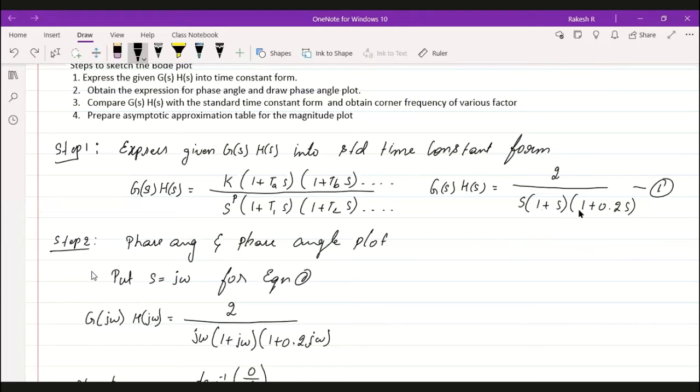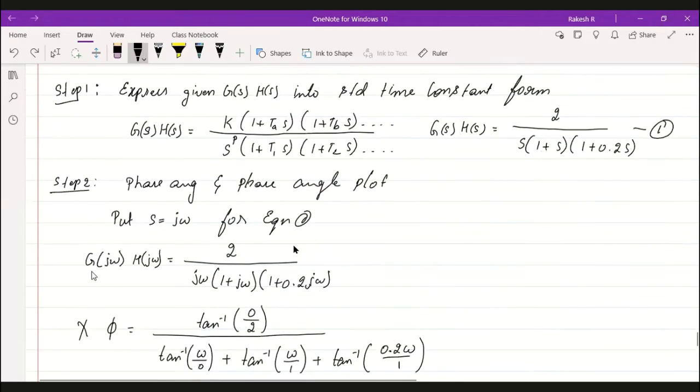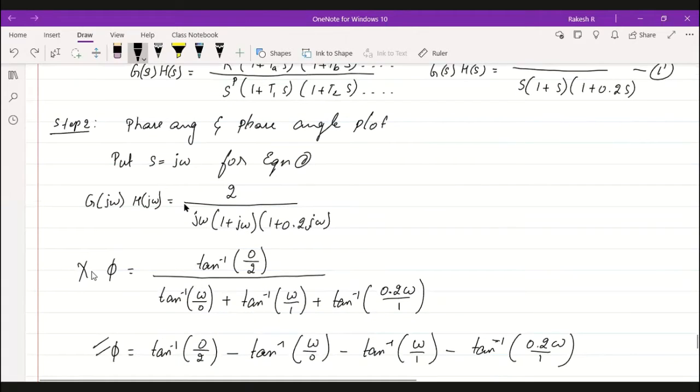Right. Now, after this, what you need to do? You need to write the expression for the phase angle and draw the phase angle plot here. To do that, we need to substitute s equals j omega and obtain the equation here. Now, s equals j omega, we got that is 2 divided by j omega into 1 plus j omega into 1 plus 0.2 j omega here, right?